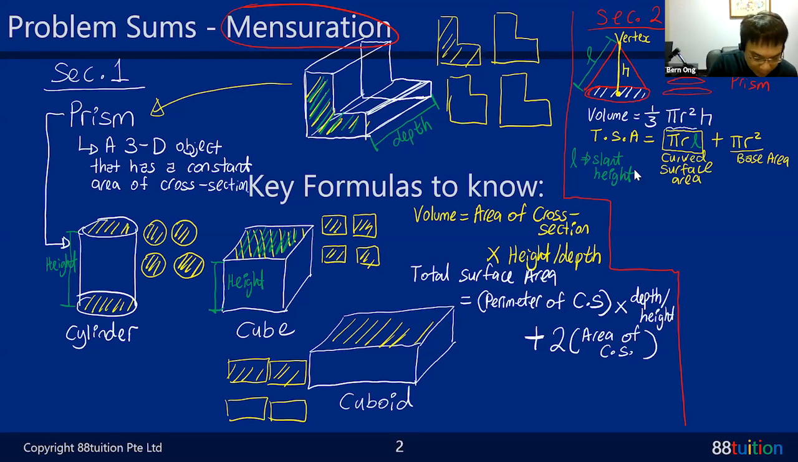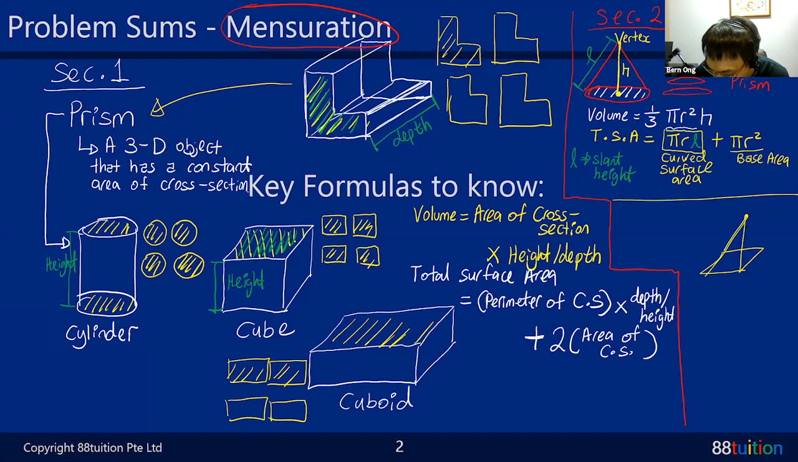What else? Another shape that is very common is called the pyramid. So this is how the pyramid will look like. Three-dimensional drawing. Okay, this is called a pyramid. It's so ugly. Okay, let me redraw again.